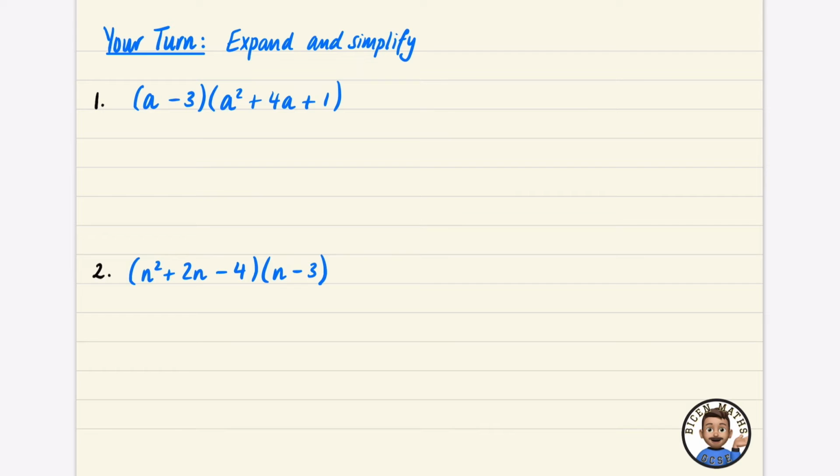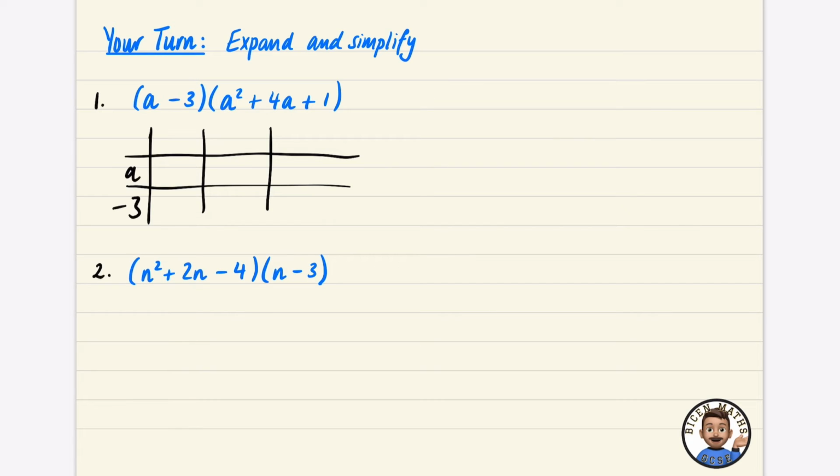Okay, so let's expand and simplify this. I'm probably actually going to do the grid method. I really like the grid method once we get to more than 2. And it doesn't have to be very neat at all. So let's do those 3 sections. So I'm going to put along the bottom my a and my minus 3, my a squared, my 4a, and my 1. So I'm going to times them all by a.